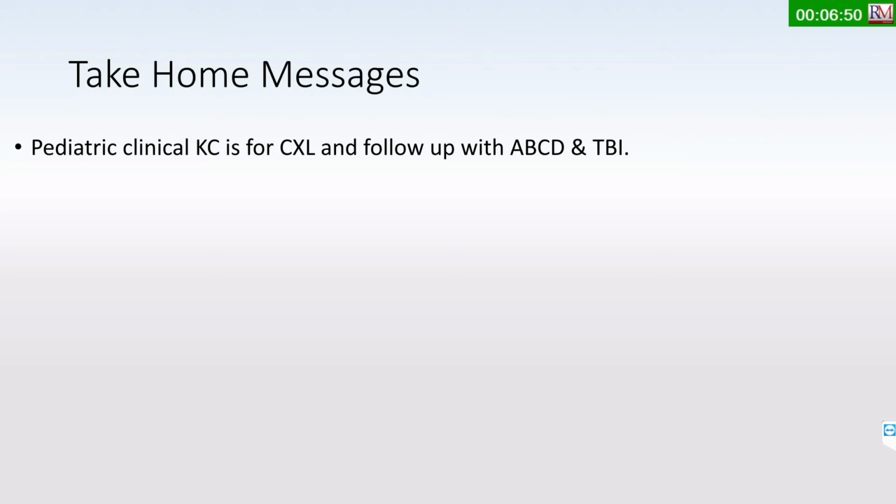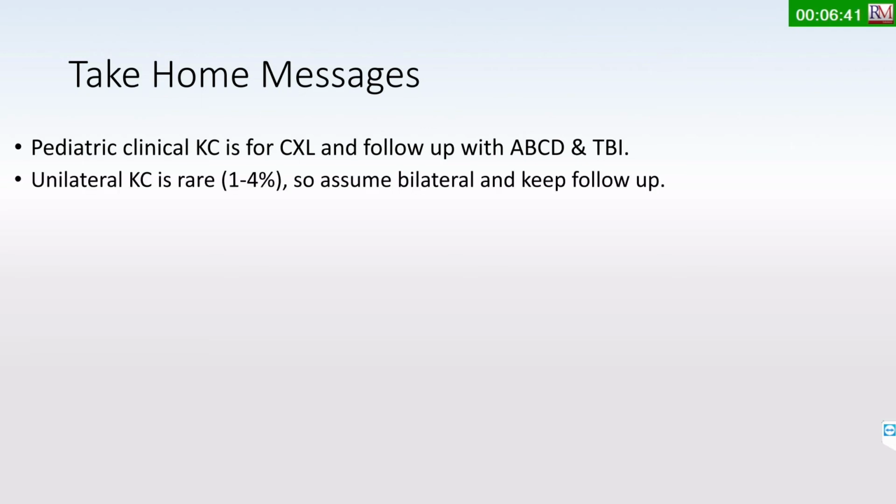So the idea is, whenever having a pediatric clinical keratoconus, it is for cross-linking and follow-up. But actually unilateral keratoconus is extremely rare, and every case of keratoconus should be considered bilateral, and you should keep following up the eye. Now this patient had more than 2 years of follow-up, and the other eye is completely normal. So what's wrong with this case?